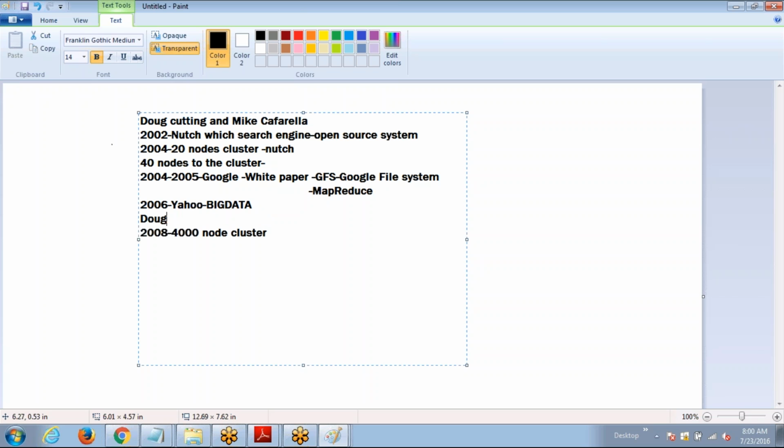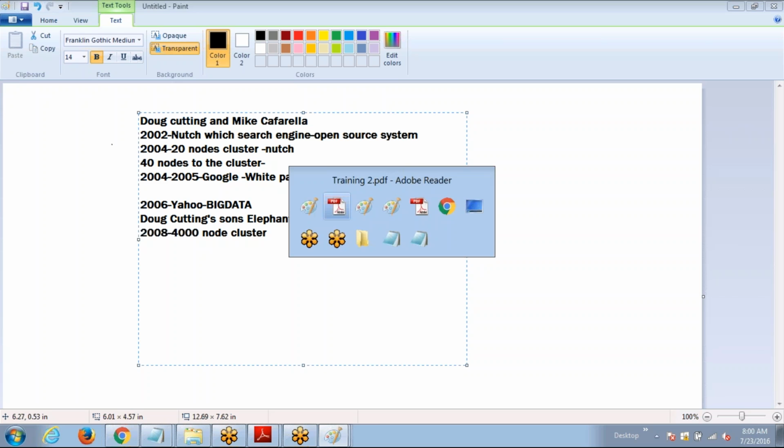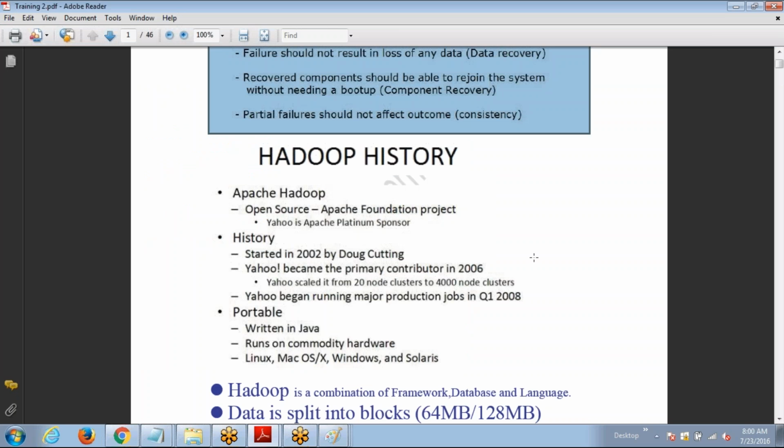Okay, any questions here? No. Okay, so Doug Cutting's son's elephant toy name is Hadoop, actually. That is how it came. If you have any question, just ask me.